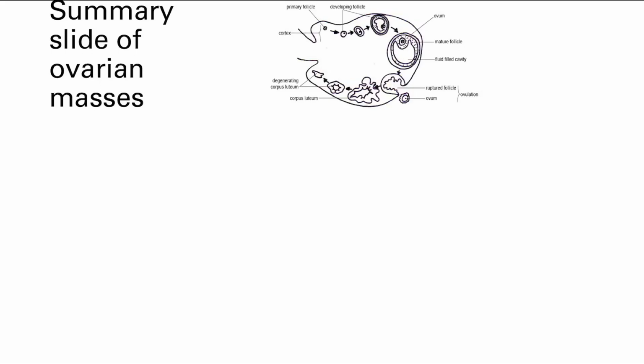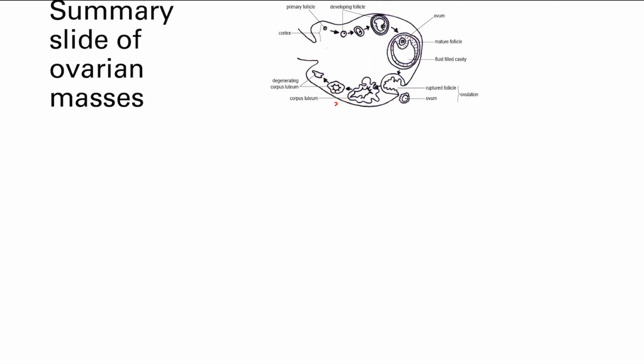Alright, so we just covered a ton of different ovarian masses and a ton of different little details. So now let's zoom out a little bit. We're going to take a little big picture slide of all the ovarian masses, and feel free to speed up the video a little bit because it's going to be a little bit slower. So I'm going to be writing a lot.